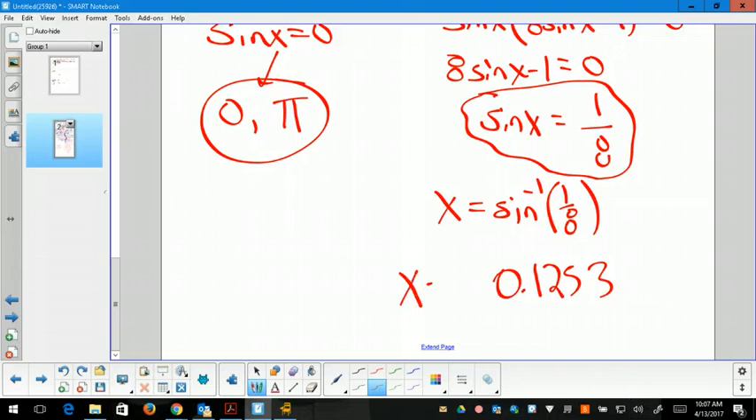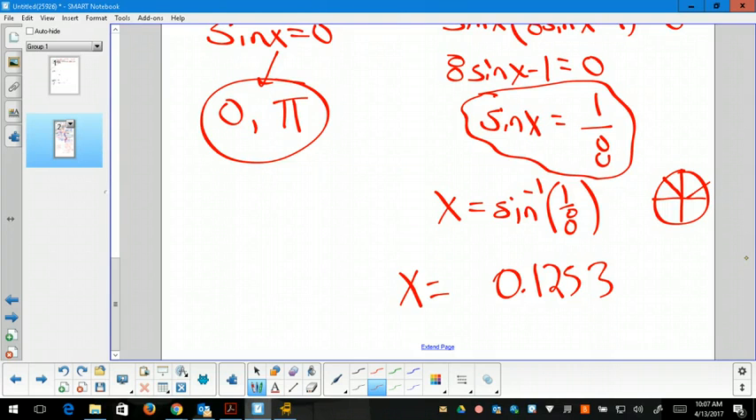Is that my only answer though? Which quadrant is this in, if it's that small of a value? It's in quadrant 1, which is what we get when we do sine inverse, quadrant 1 or quadrant 4. So my answer is over here in quadrant 1. Where else is sine going to be positive? Quadrant 2.